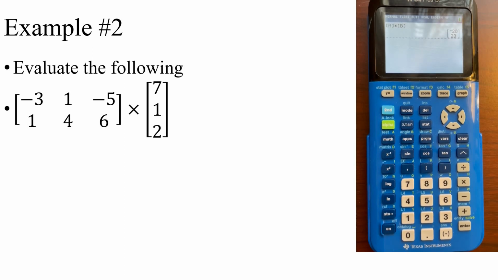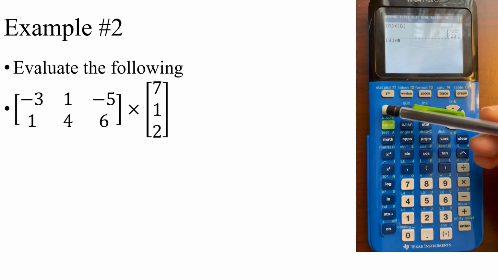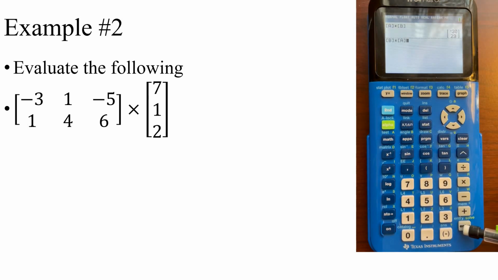Now, the order does matter. If we went the other way around, I hit second matrix, did matrix B first, times matrix A. This one gives us our dimension error, because we recognize that in that case, 3 by 1 multiplied with the 2 by 3 does not match up. So it cannot do it for us.